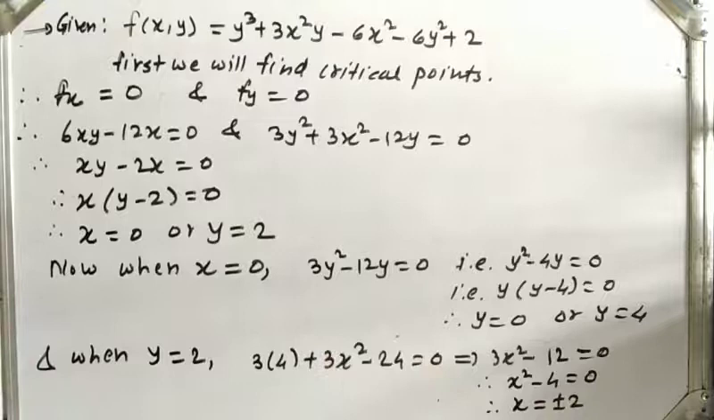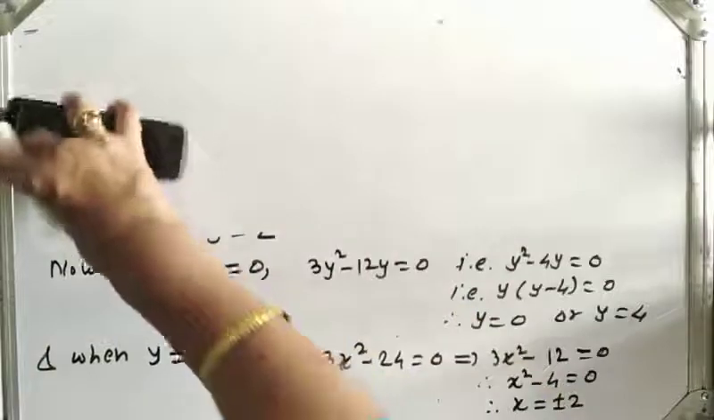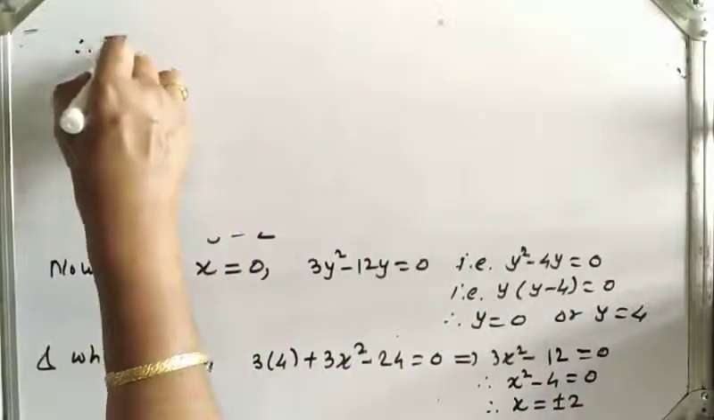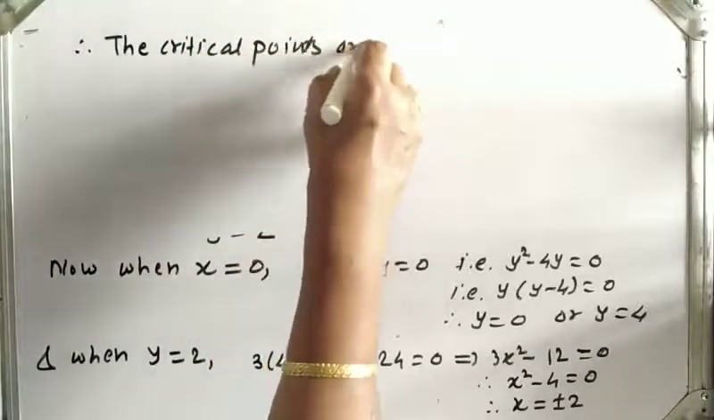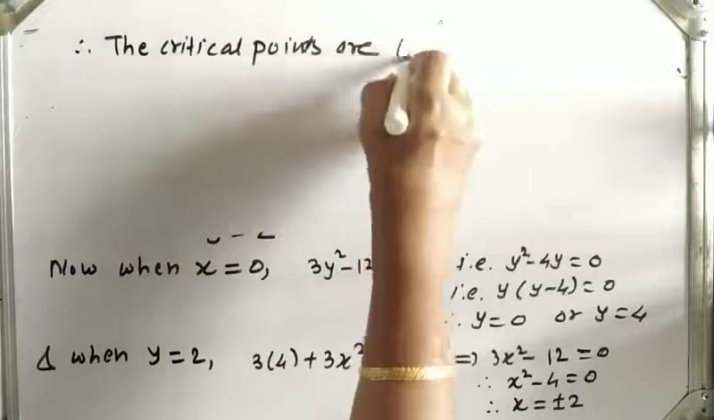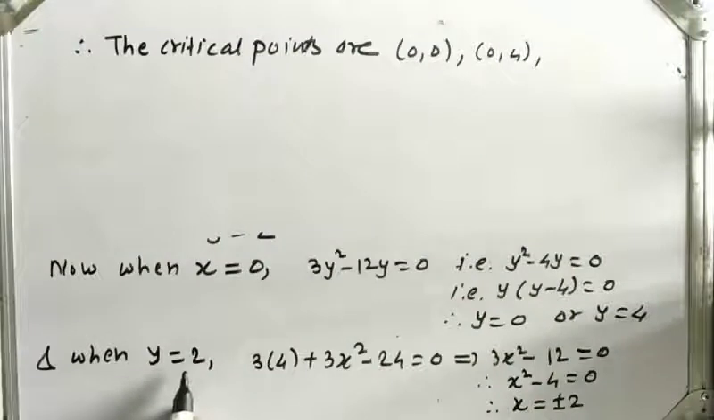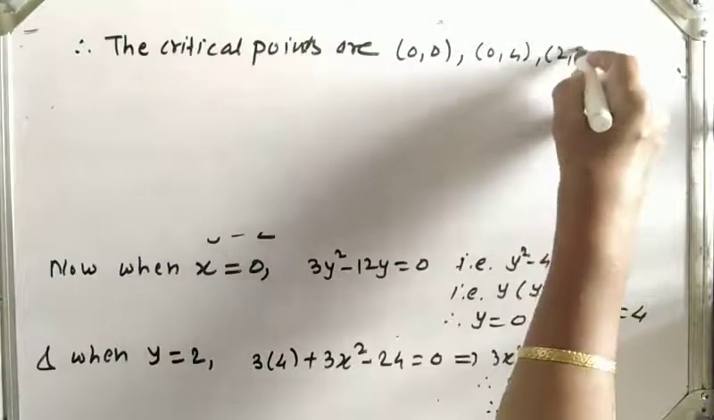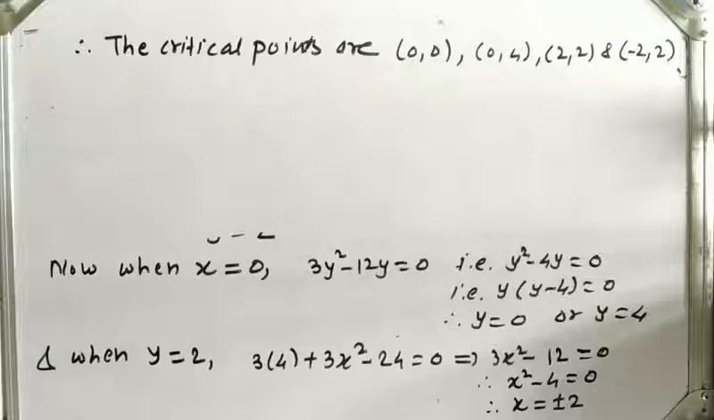So which critical points do we get? When x is 0, y is 0 or 4. When y is 2, x is 2 or minus 2. Therefore the critical points are 0 0, 0 4, then y is 2, x is plus minus 2, means 2 2 and minus 2 2. Okay, we get these 4 critical points.